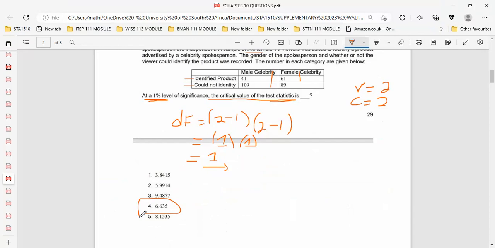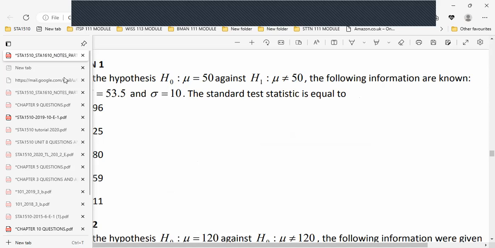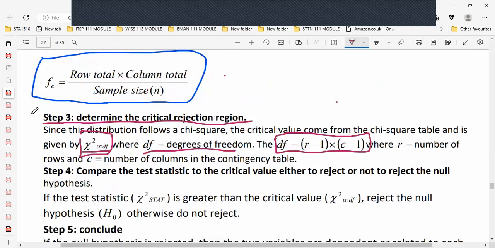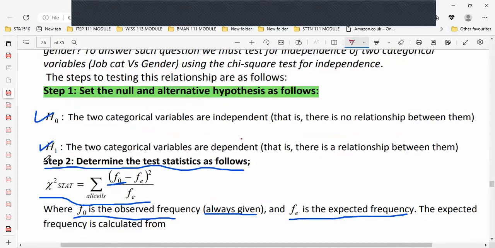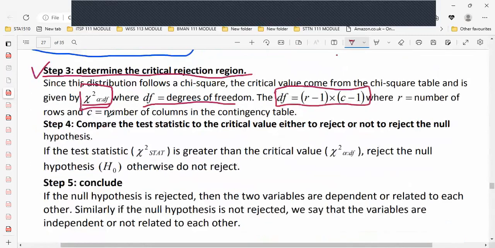Okay, now let's move to step 4. We are done with step 3. You see, step 3 we are done, step 2 we are done, step 1 we are done. Okay, now here we are on step 4.